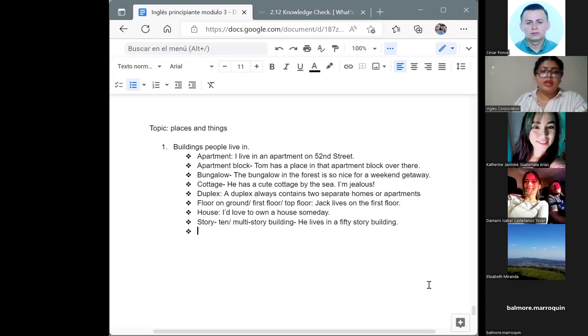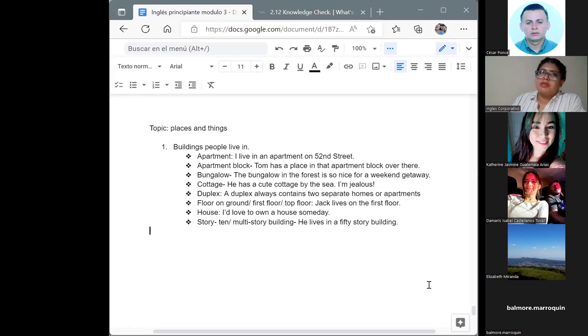Esto del story building o multi-story building se refiere a los pisos que tiene el edificio. So in that case, we are talking about los pisos. Estamos hablando de los pisos que tiene. So in the example, he lives in a 50-story building. Él vive en un edificio de 50 pisos. So story. No se trata de historia, sino de los pisos que tiene un edificio.